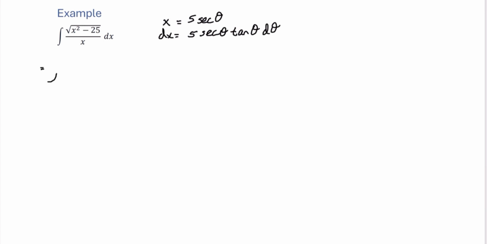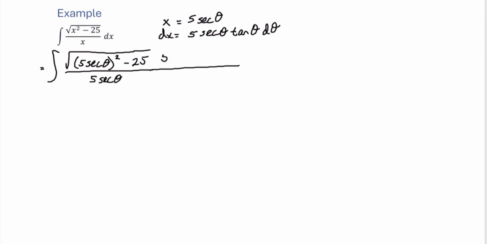So we'll rewrite that integral now and replace the x's with 5 secant theta. We have the square root of 5 secant theta squared minus 25, all divided by 5 secant theta. And then dx we're replacing with 5 secant theta tangent theta d theta. At this point we can simplify a tiny bit. We have secant theta in the numerator and denominator, and we have 5 in the numerator and denominator. So let's get rid of those.